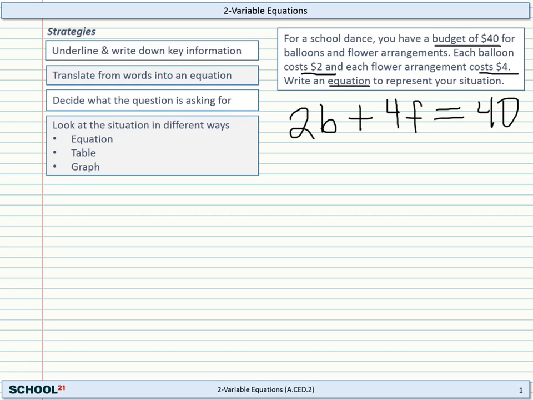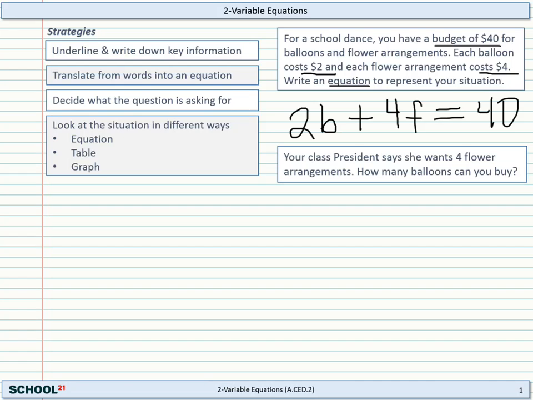Okay, now we've taken the first step of writing an equation. Now let's look at the next step. Your class president says she wants 4 flower arrangements. How many balloons can you buy? Well, what we can do is take that 4 and put it in for the F, because that will be the number of flower arrangements. So let's go ahead and do that.